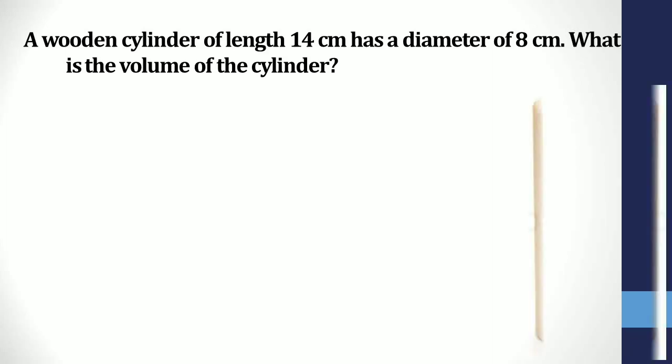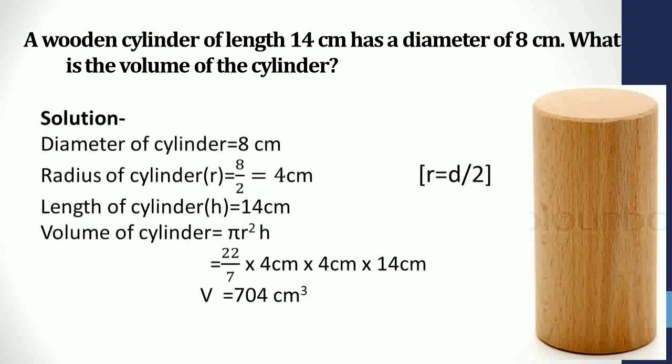To find the volume of any cylinder, we should have the radius and the height. So we will write the values which are given in the question. Diameter of the cylinder is 8 centimeter. So by using the diameter we can find the radius. Radius will be half of the diameter, so 8 upon 2, and the radius will be 4 centimeter. Clear? Length of the cylinder, that means height, is given. So the value of the height or h will be 14 centimeter.